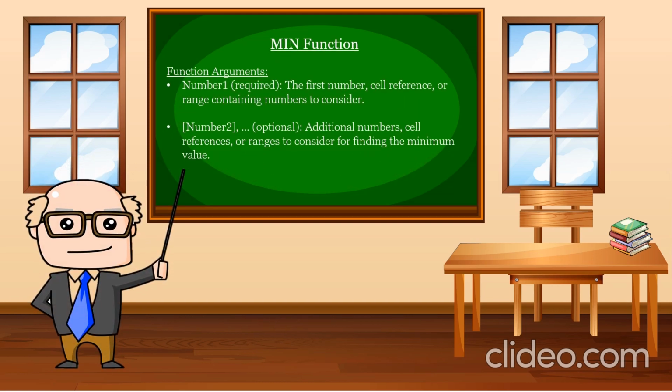So our function consists of these two function arguments. It's number one and number two. Number one is required. You can't use the function without inserting something on the argument number one. So that argument is this.